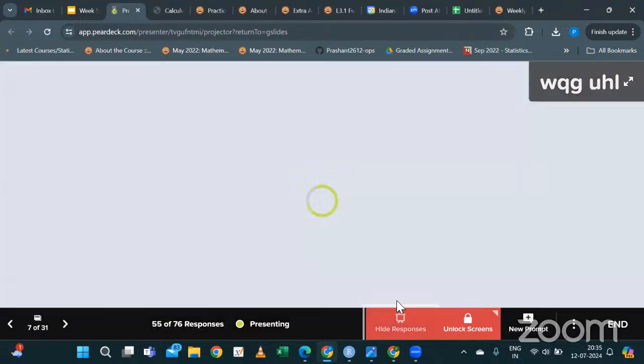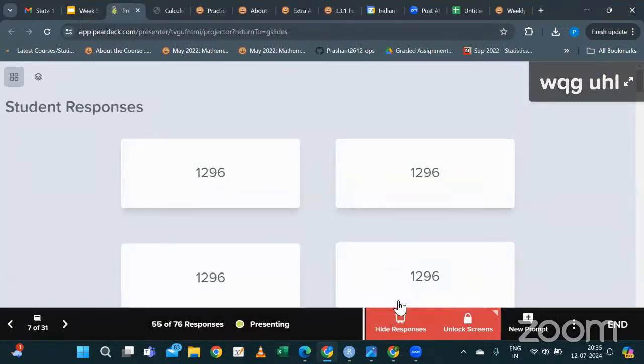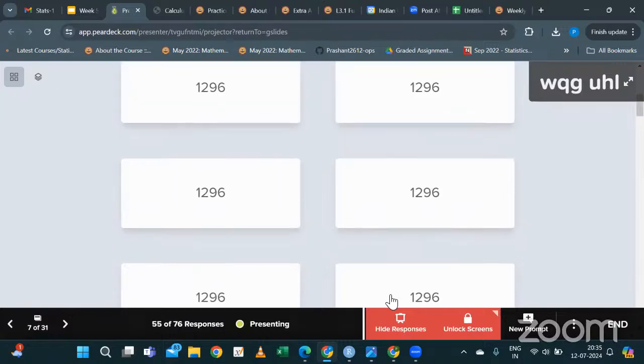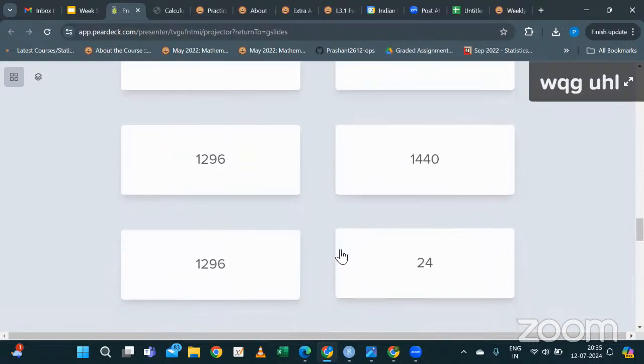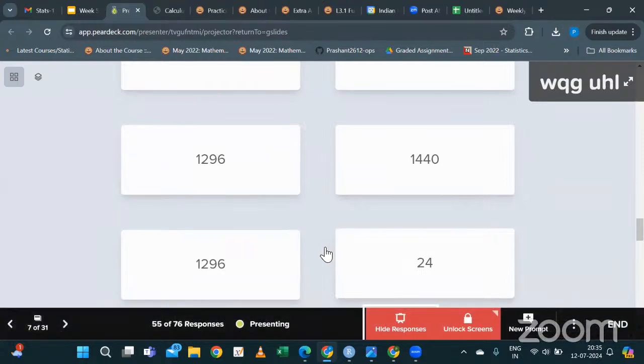Okay, so let me see the solution for this. So it's 1296. Let's see. All right. A number of people have entered 900, 14, 40. Someone has entered 24. 1296 is the majority. I'm assuming that should be the correct answer.